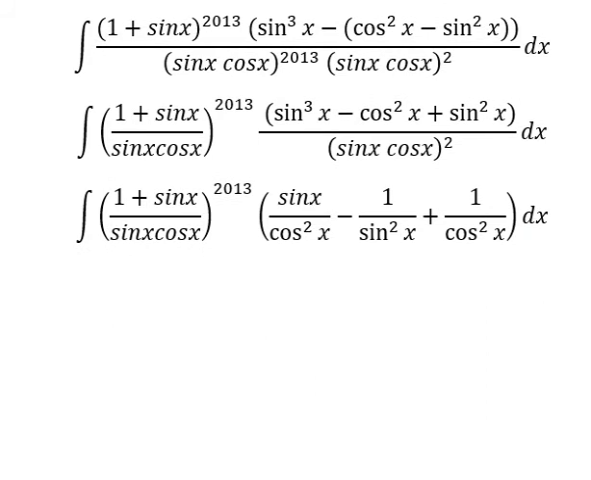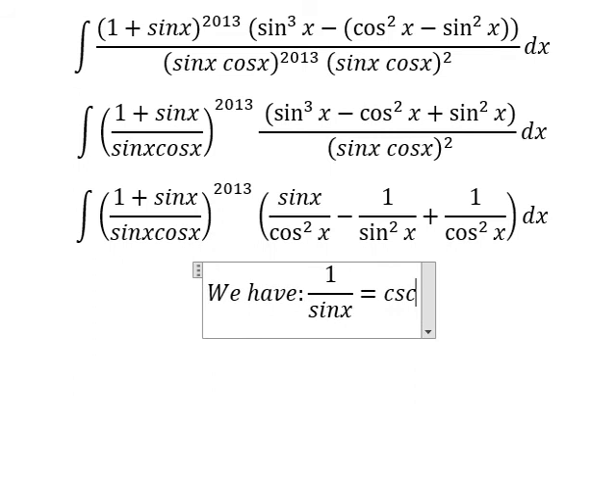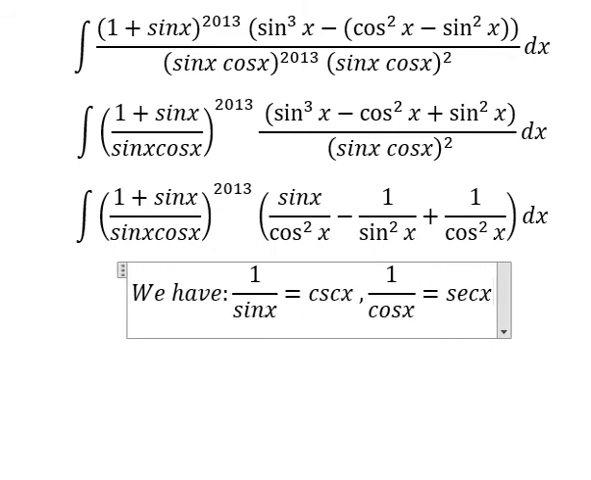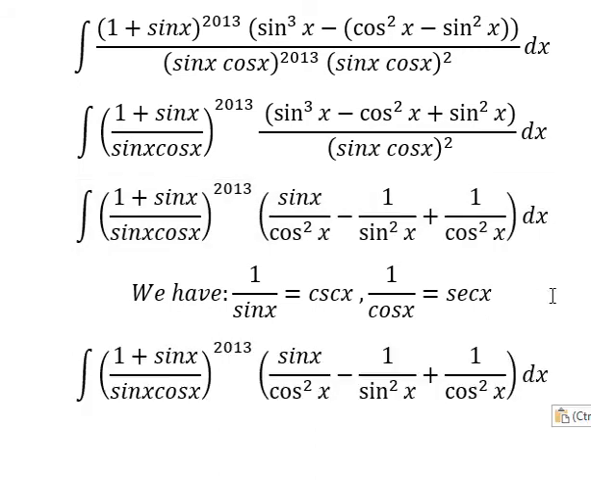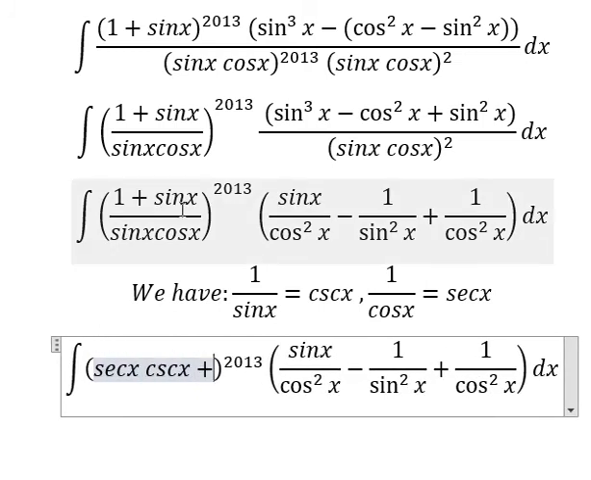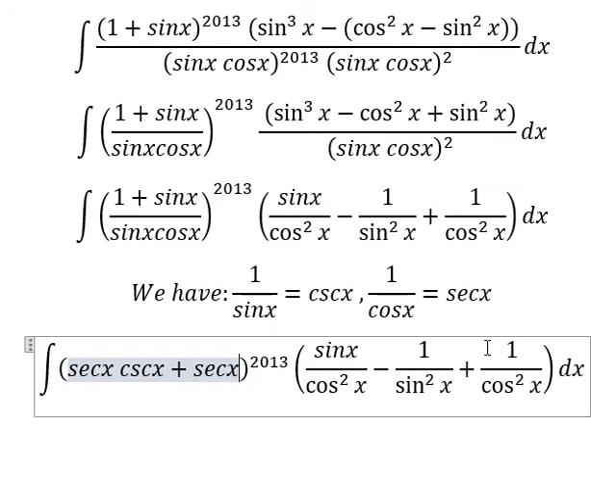Next, we have the formula. So 1 divided by sine x cosine x, that is about secant of x cosecant of x. Sine x divided by sine x cosine x. Now we just have 1 over cosine x, that is about secant of x.